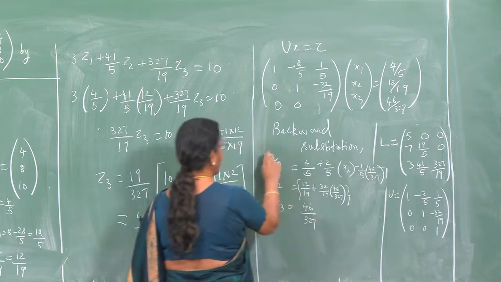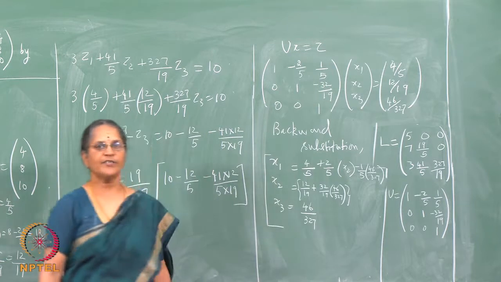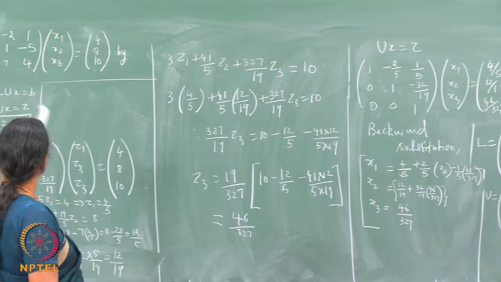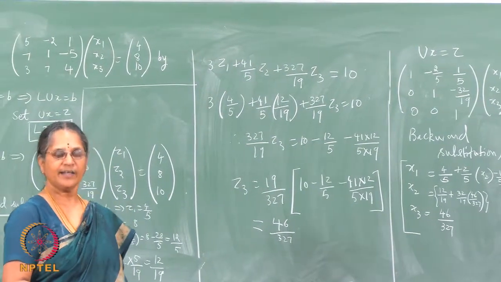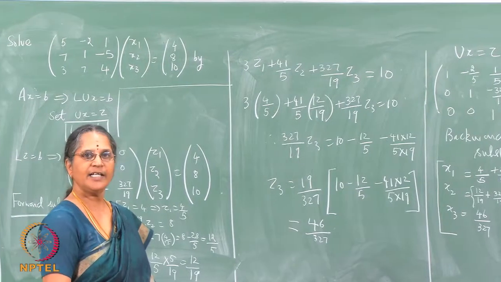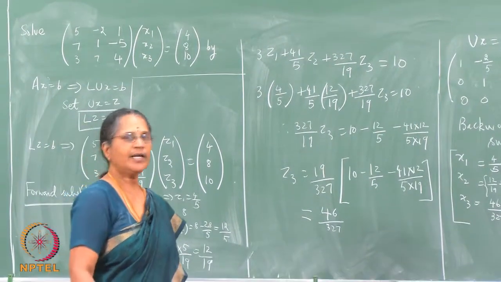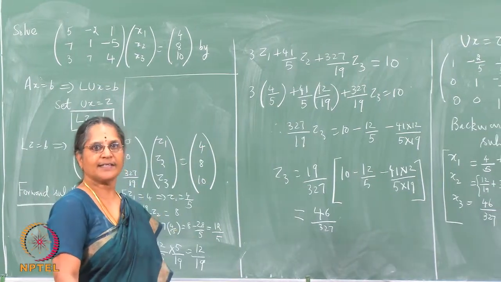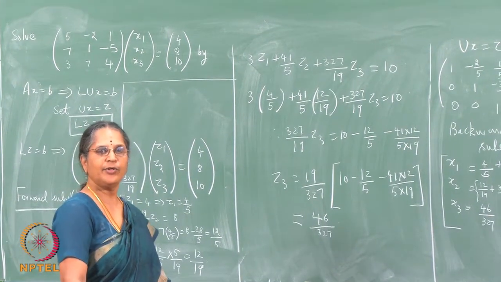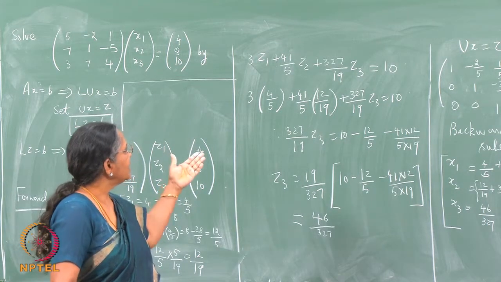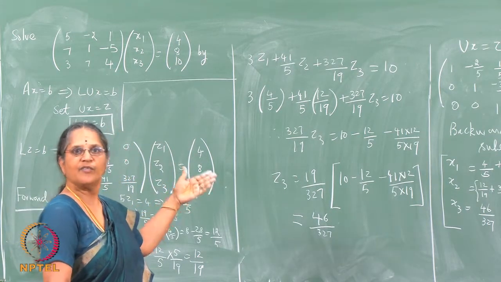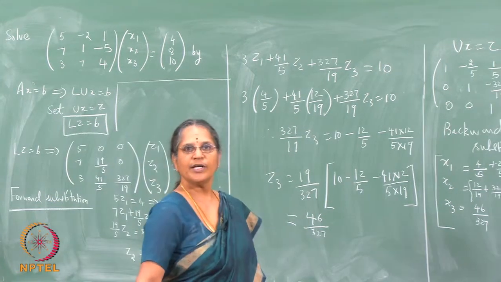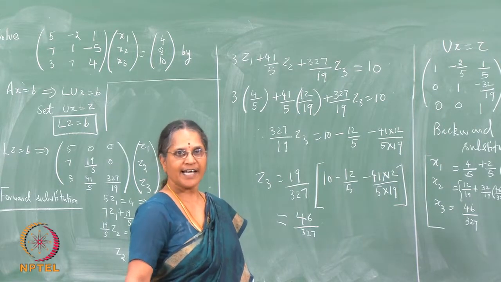So, simplify and you have the solution for the unknown vector x, and you have used Crout's method to solve this system, where you have decomposed A in the form L into U, where U is a unit upper triangular matrix. And once you have determined L and U, you have used the forward substitution method followed by the backward substitution procedure to determine the unknown, which is the vector x.